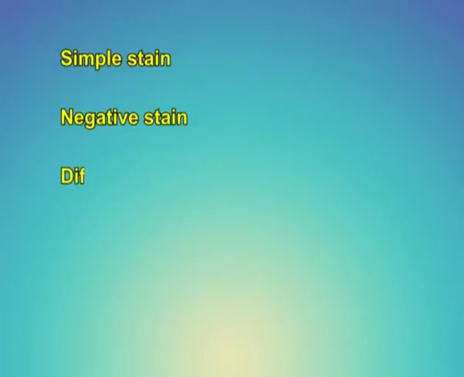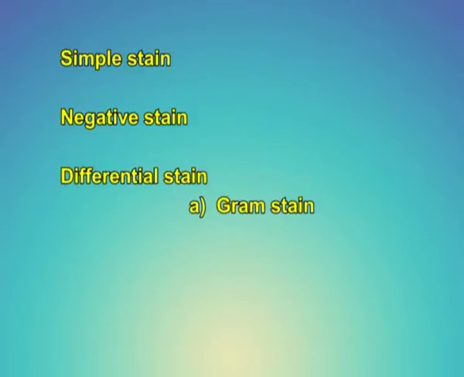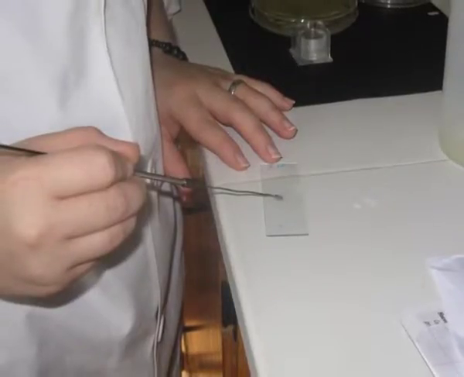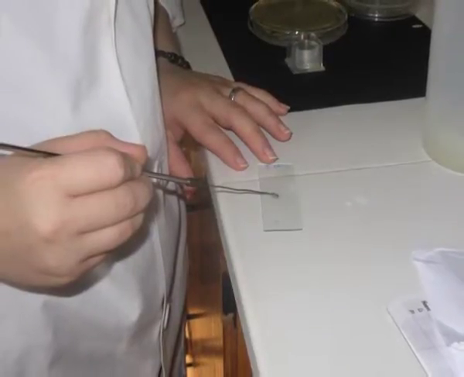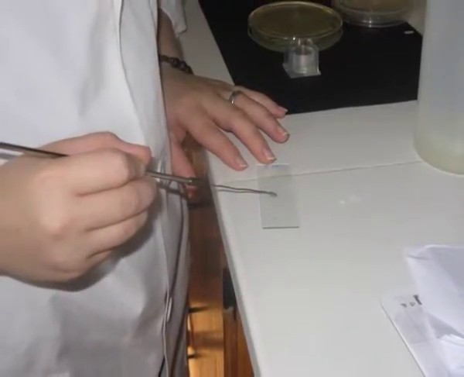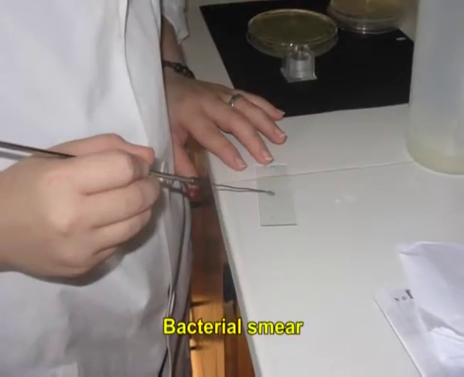First, staining is a simple stain. Second, negative stain. Third, differential stain, which is divided into A, that is gram stain, and B, that is acid fast stain. Let's start with simple stain. They are also referred to as monochrome stain since only one dye is employed for the coloration of the bacterial smear.